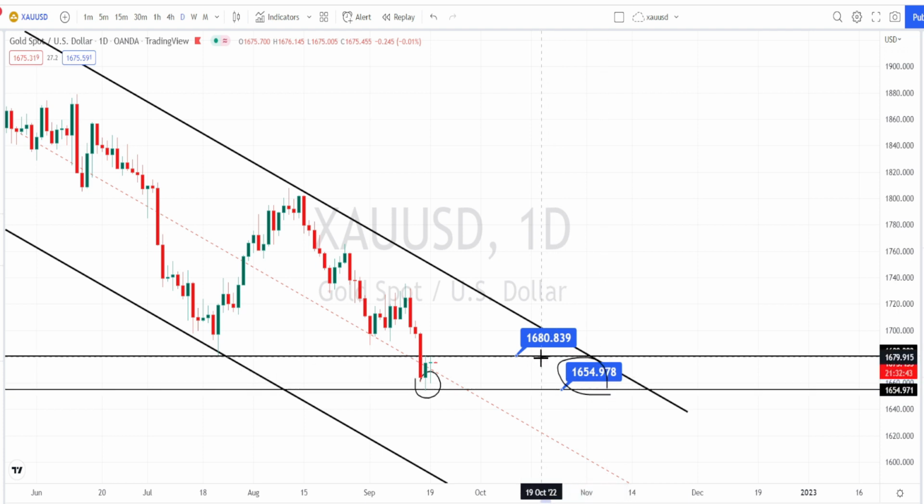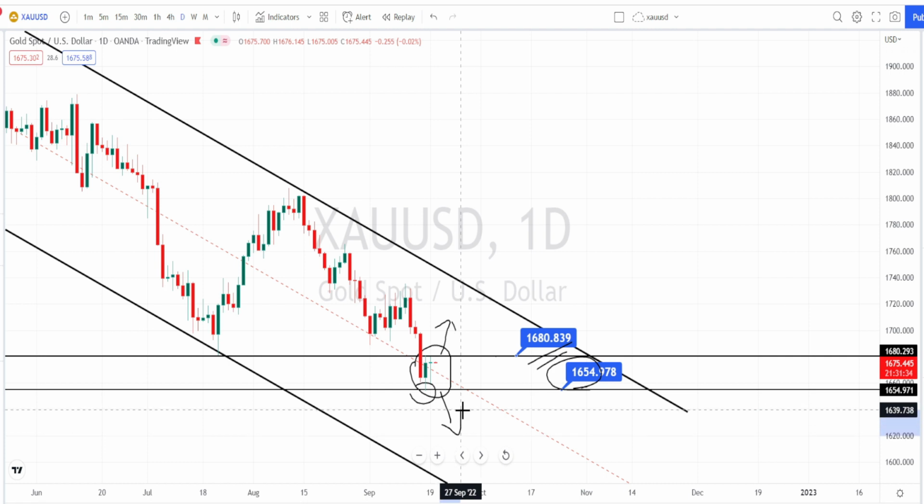So the current price action is still trading within the resistance level of 1682, support level of 1654. So if you are a long-term investor, I would recommend you to wait for the price action to break the resistance level of 1680 in order to take trades on the bullish side retracement, or wait for the price action to break the support level of 1654 in order to take trades on the bearish side trend.